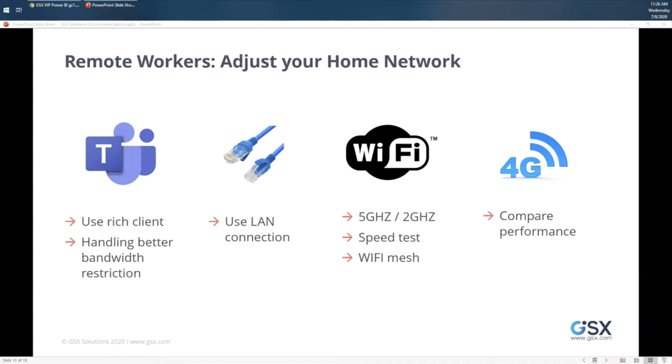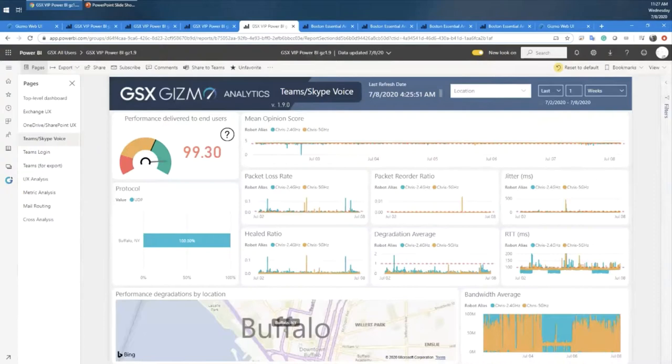And do we have an example of the 5G compared to 2.4G, Chris? Indeed we do. For that, we have remote worker robots at my location in Buffalo. One robot is on a laptop with a 5 gigahertz Wi-Fi connection. The other robot is on an HDMI stick on a 2.4 gigahertz Wi-Fi connection. From Buffalo, we can see differences between the two experiences. Of course, both provide okay results, but what is important is the consistency of the results.